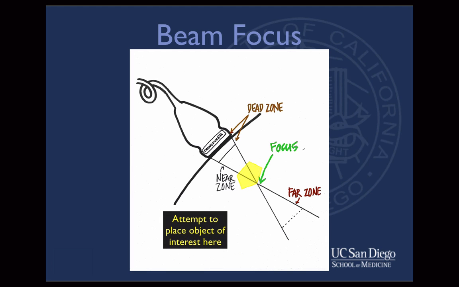When scanning, ensure that the focus is at the level of the structure you are trying to image. An optimal image is obtained by adjusting the focus at or slightly beyond the structure of interest. It is important to avoid placing the structure of interest in the far zone.